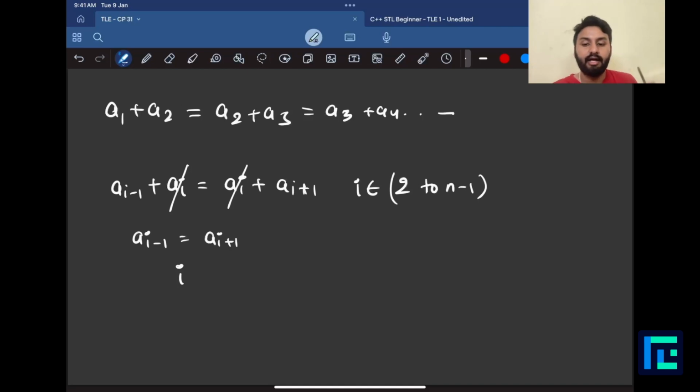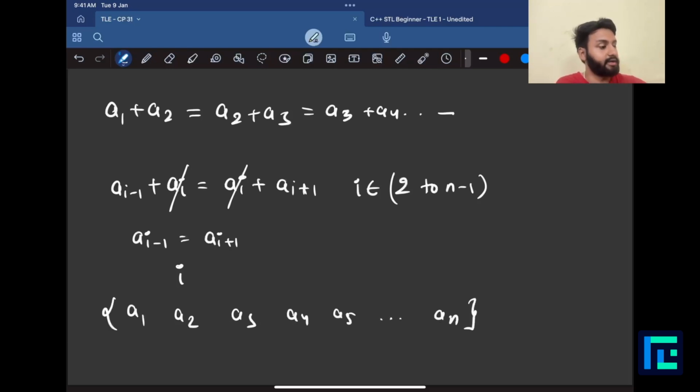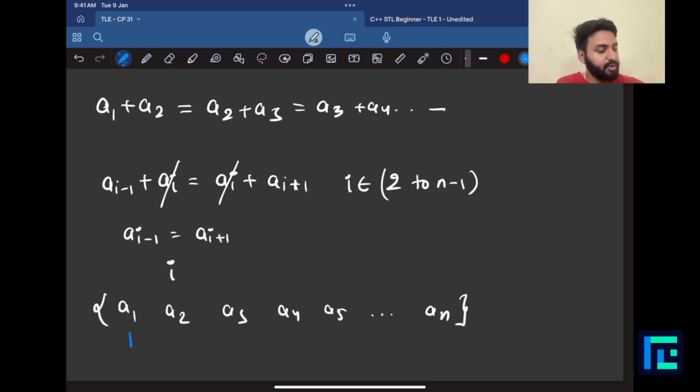That is, if I talk about A of i minus 1 and A of i plus 1, then I have a difference of two indices between them. So basically, if I have A1, A2, A3, A4, A5, so on till AN, then what do I essentially want? A1 has to be equal to A3, has to be equal to A5, and so on. That is, every two numbers, or every jump of two indices, have to be equal.